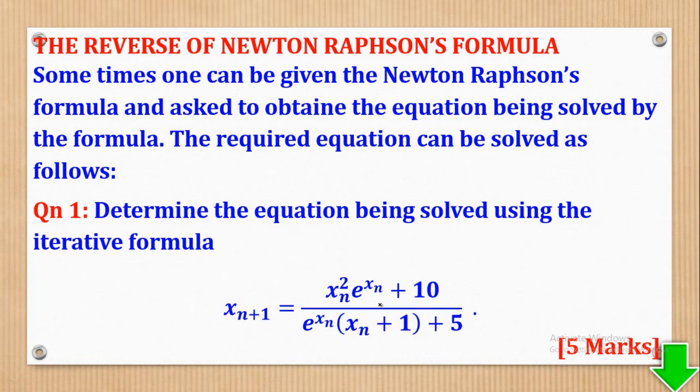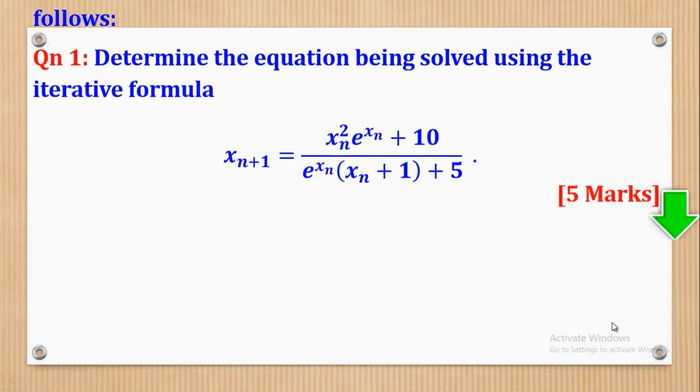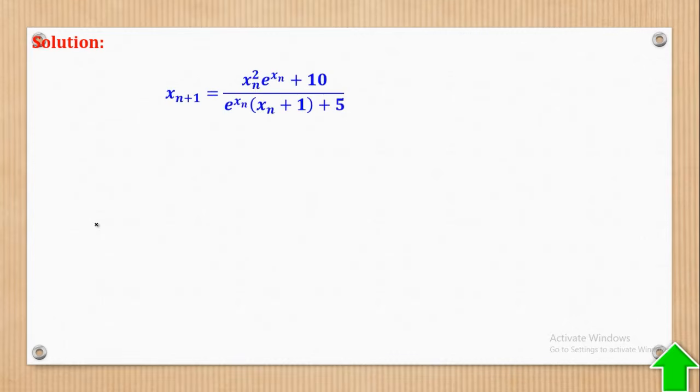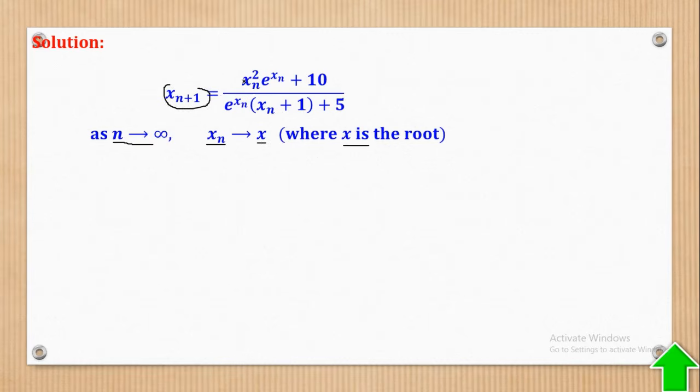So that means that you have to work backwards. So backwards, how do you do that? So that's the equation which was given. Next is to remember a certain concept that as n tends to infinity, n is the number of iterations, then xn tends to x, where x is the root. So what does that mean? It means that instead of writing xn plus 1, xn, we shall replace it with the root, which is x. So when we do that, we shall get this.